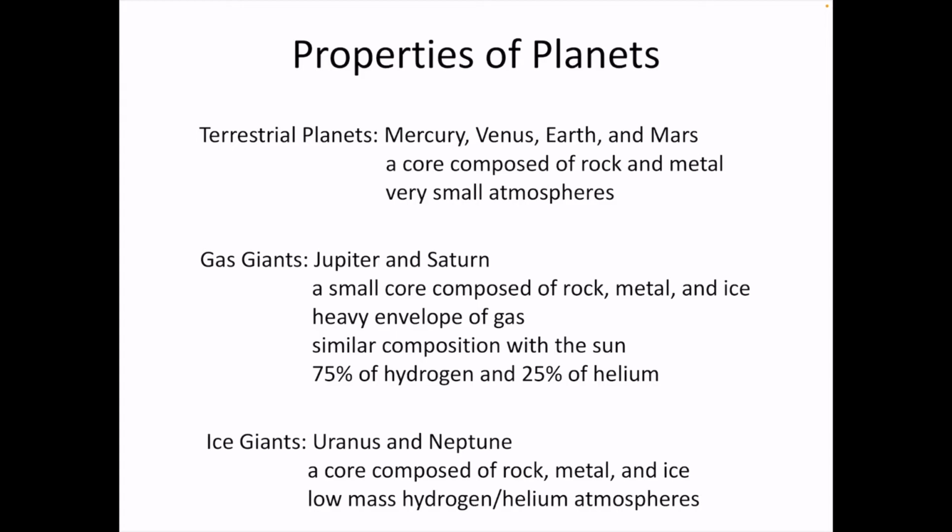For the gas giants, Jupiter and Saturn belong to the gas giant planets. They have a small core composed of rock, metal, and ice. Jupiter might have no core. They have a heavy envelope of gas with a composition similar to the Sun: about 75% hydrogen and 25% helium and a small amount of heavy elements. Uranus and Neptune belong to the ice giants, with a core composed of rock, metal, and ice, and low-mass hydrogen-helium atmospheres.